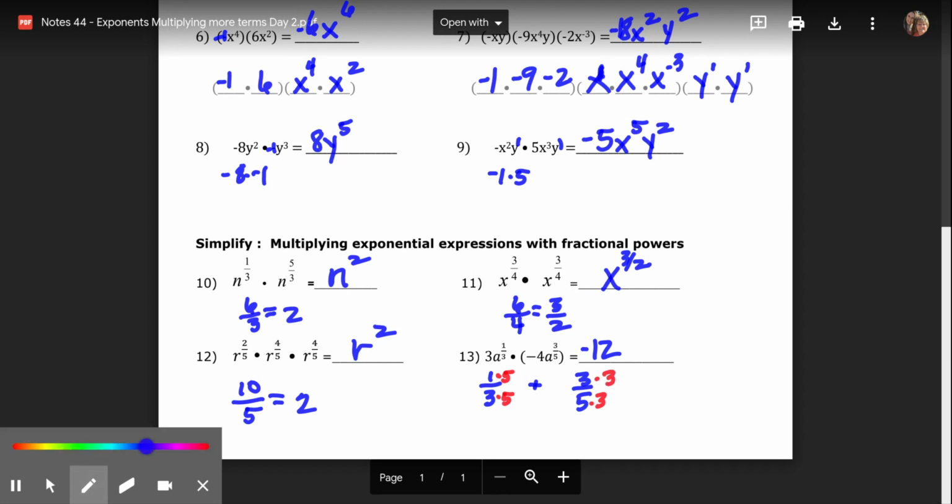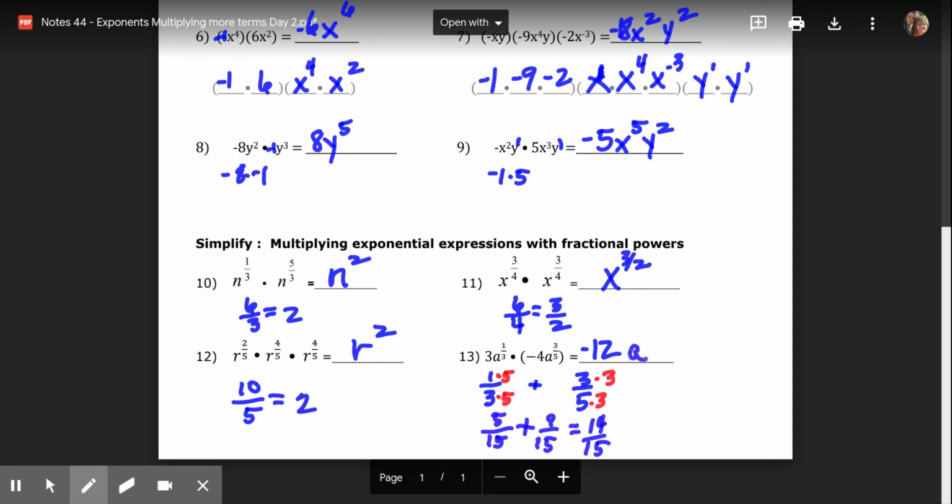So now, 1 times 5 is 5. 3 times 5 is 15. Plus 3 times 3 is 9. 5 times 3 is 15. So 5 plus 9 gives us 14 over 15. So we're going to have, as our final answer, -12a raised to the fraction of 14 over 15.